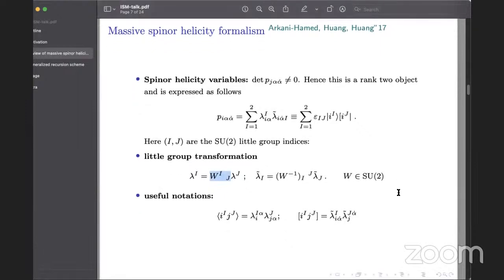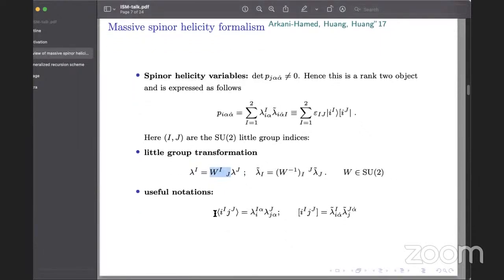Similarly, for massive amplitudes, we define some Lorentz invariant objects, but these objects are covariant under the little group because they manifestly carry these I, J indices.